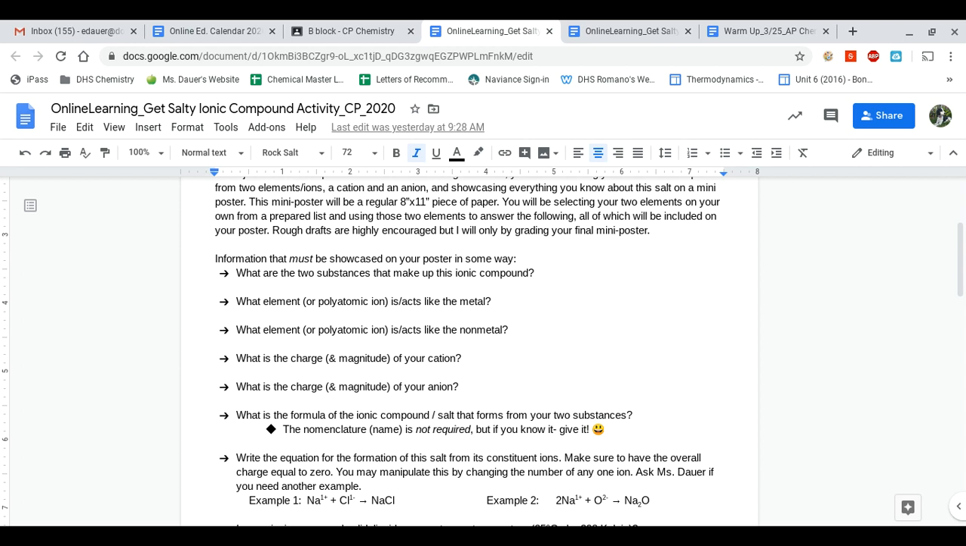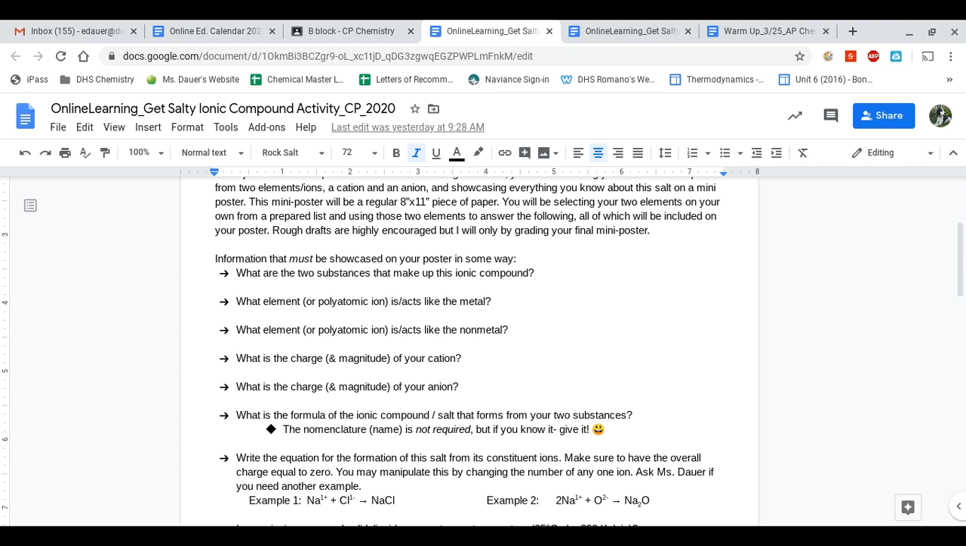But take a look at your notes. Your chapter 5, section 2 guided notes will remind you about what do metals do? What do nonmetals do? Which are the cations? Which are the anions? Okay, so use your notes. Use everything you have at your disposal when you're answering these questions.